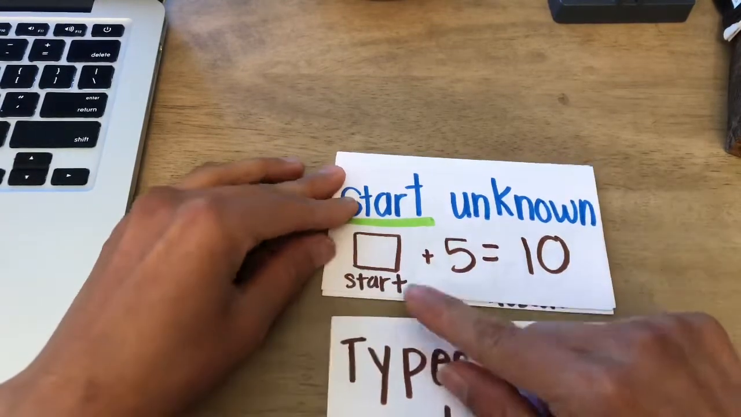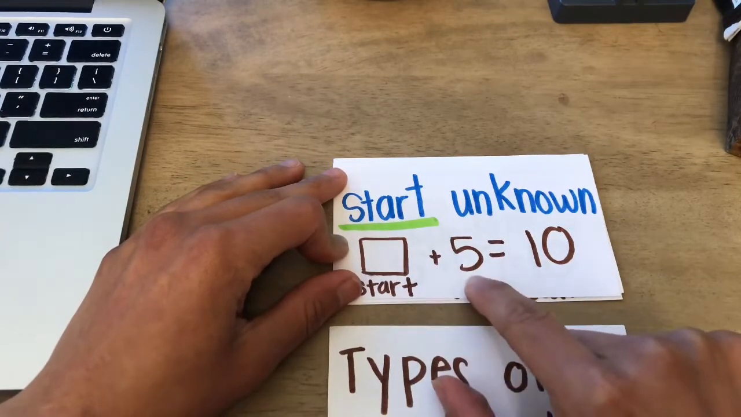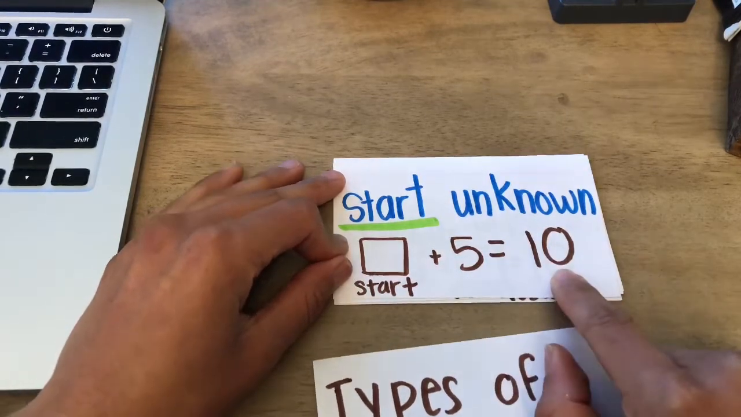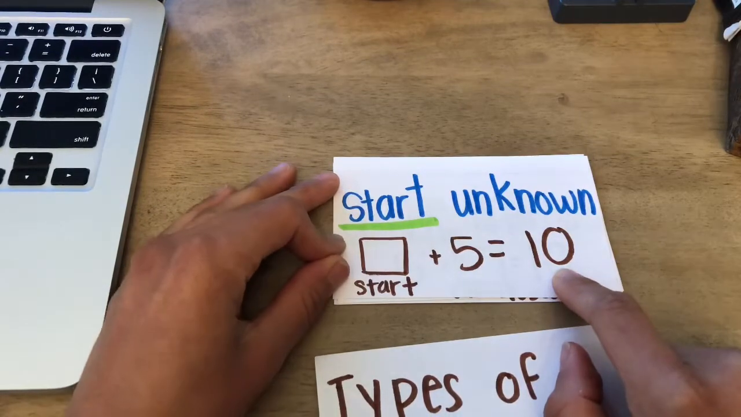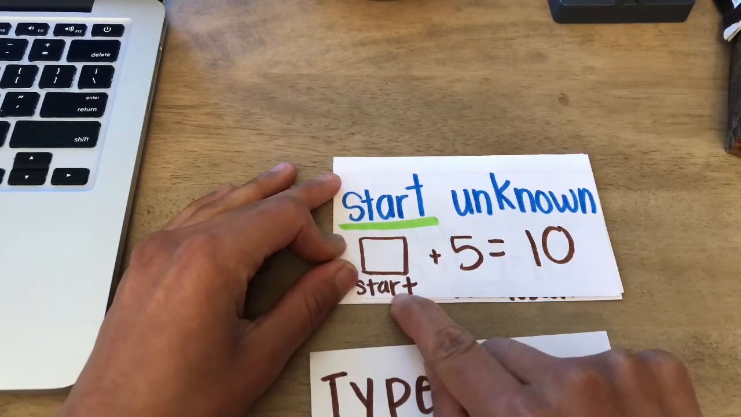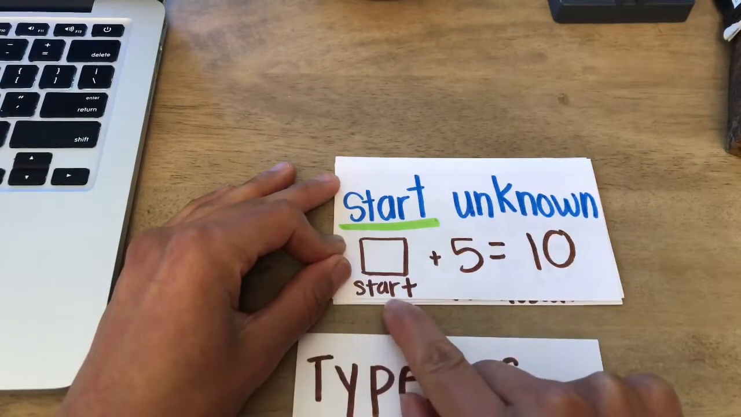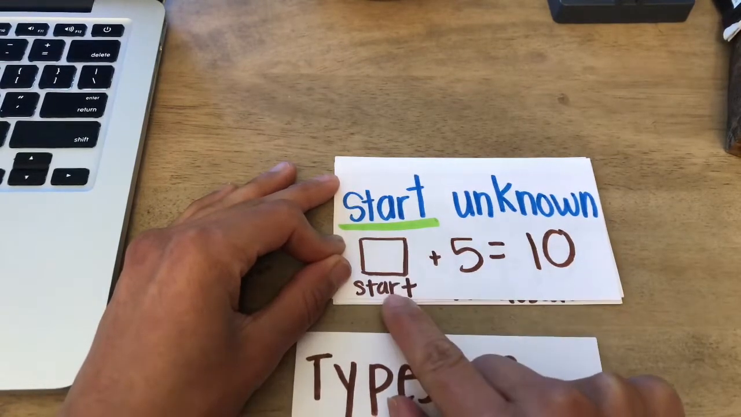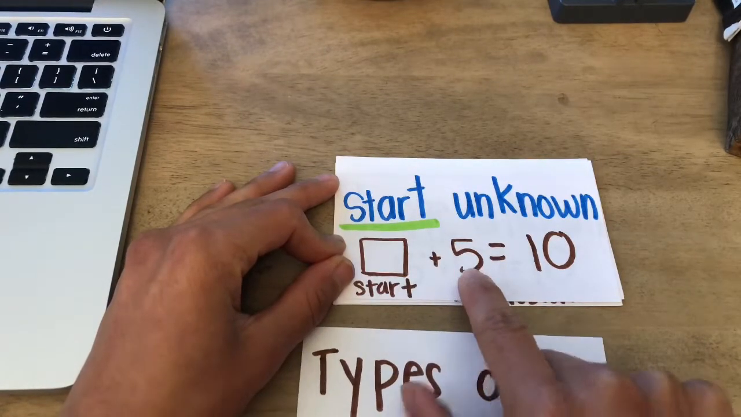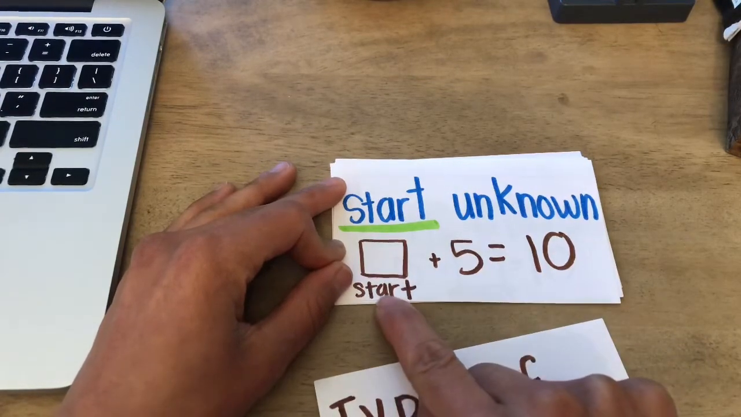Maria had some oranges. She bought 5 oranges more. Now she has 10 oranges. How many oranges did Maria have at the start? This type of word problem is a start unknown problem because we do not know how many oranges she started with. We know how many she bought, how many more she got, and we know how many she has at the end altogether, but we do not know how many she started with.